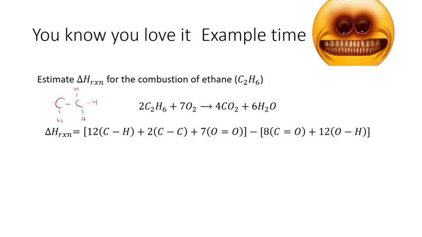All those great Lewis dot skills coming back. All right, so that's what our hydrocarbon is going to look like. O2 is going to look like that. CO2 looks like this. And H2O, of course, looks like this. So we count up the number of bonds. We have 12 carbon-hydrogen bonds, right? Because we have 2 moles of our C2H6. So if we have 6 carbon-hydrogen bonds in 1 mole, then we have 12 carbon-hydrogen bonds in 2 moles.